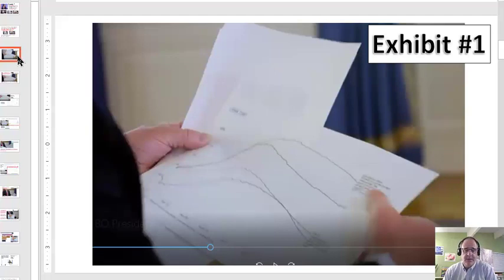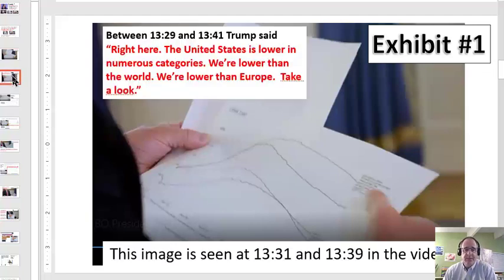So here's Exhibit 1, and it's a line chart with 4 lines showing the number of deaths per case in a number of different locations. Between 13 minutes and 29 seconds and 13 minutes 41 seconds, Trump said right here, the United States is lower in numerous categories. We're lower than the world. We're lower than Europe. Take a look, and then he hands this over to Jonathan, the interviewer.